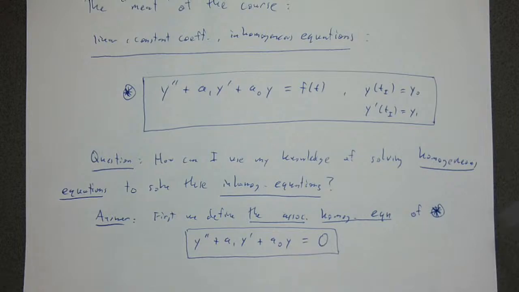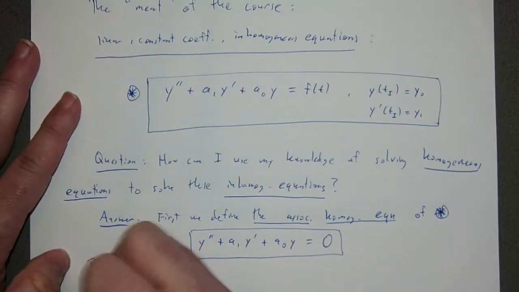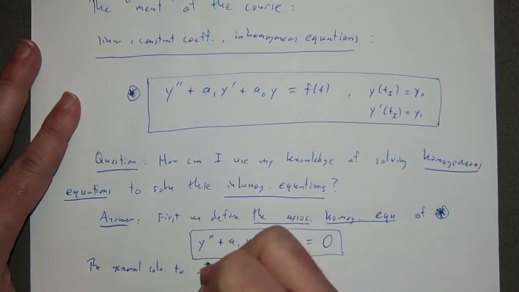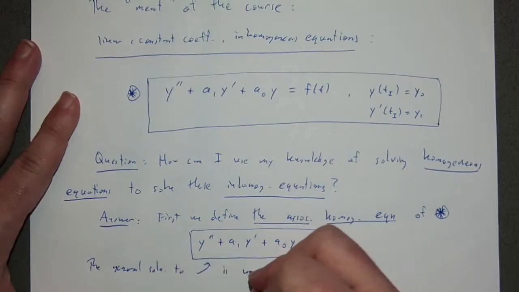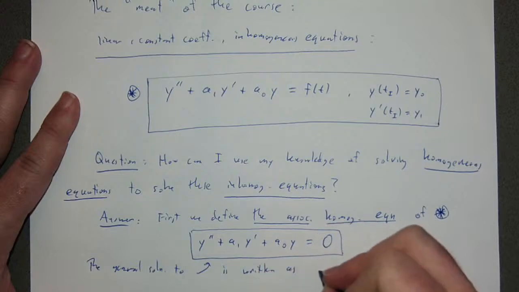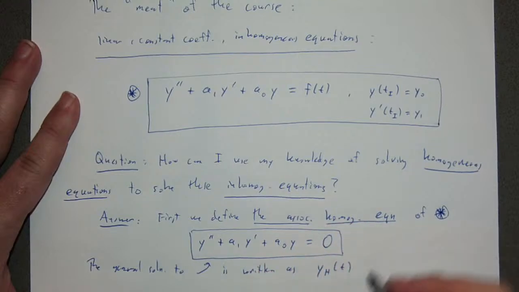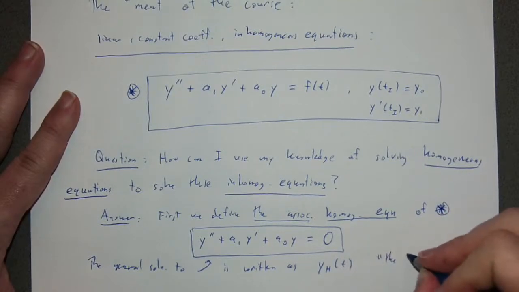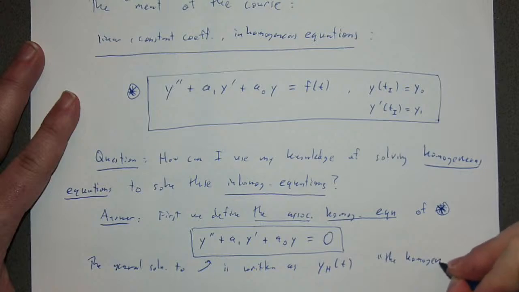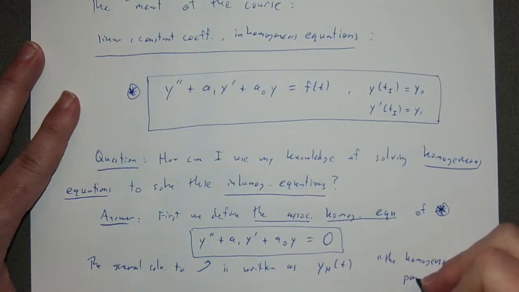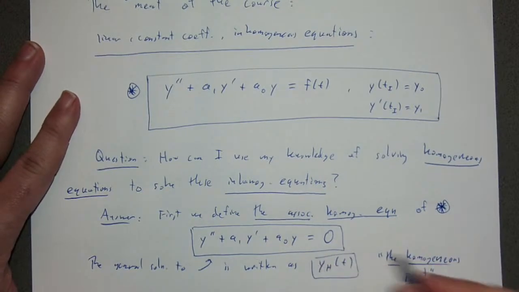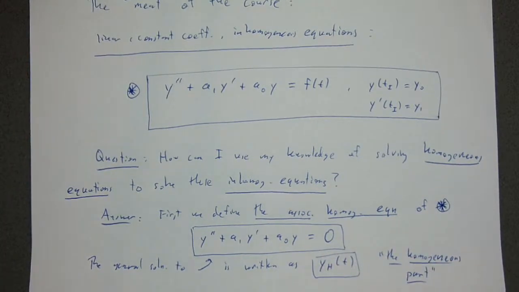Now, the general solution to this is written as y sub h of t. This is the homogeneous solution. The homogeneous part.